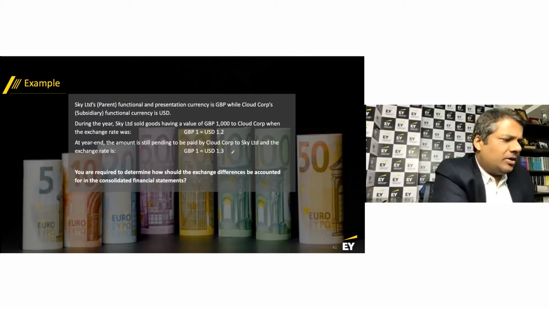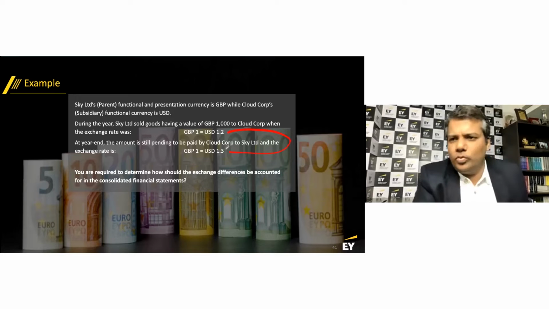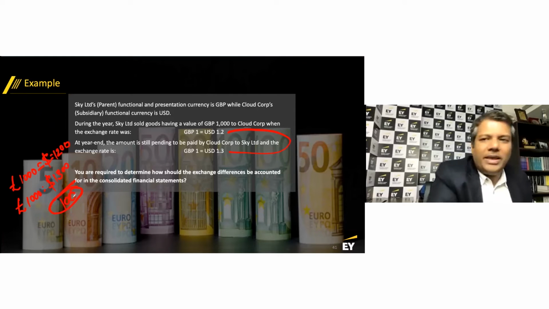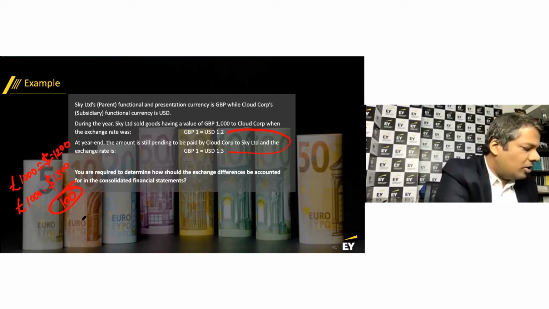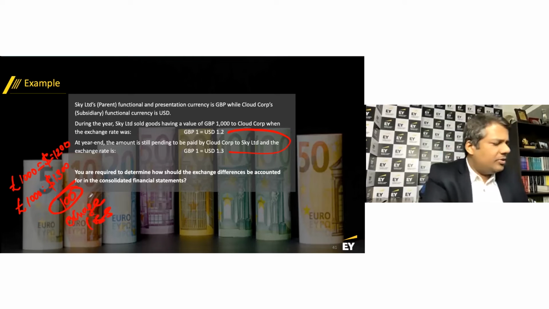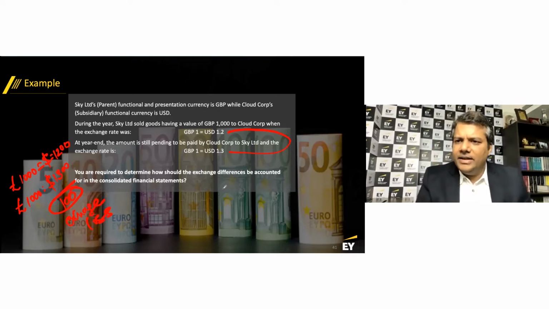Because the exchange rate has moved from 1.2 to 1.3, 1000 GBP were equal to US dollar 1200 at the date of the transaction. But at year end, the same 1000 GBP, if I have to pay, has become 1300. That means, because I have a payable, I have to pay $100 more. There's $100 of exchange loss which has happened. Now this $100 of exchange loss will be recorded in the P&L of the consolidated company.